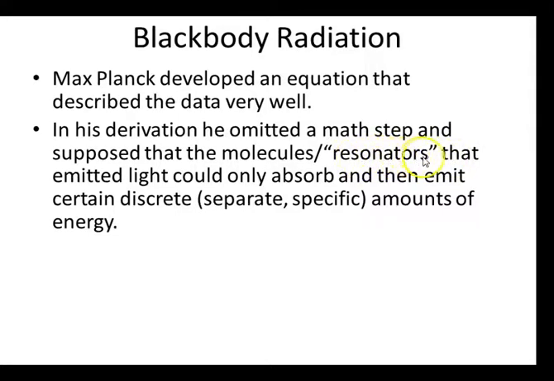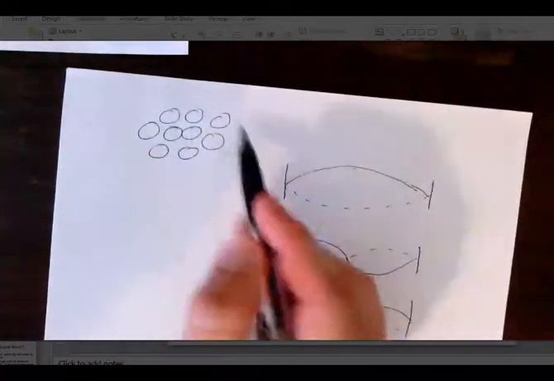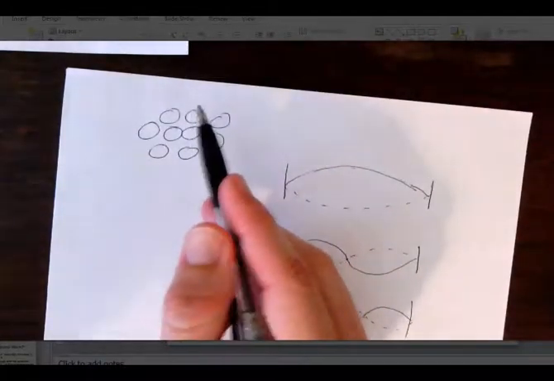He supposed that the molecules or resonators that emitted light could only absorb and then emit certain discrete, meaning separate or specific, amounts of energy. So let me show you on a paper. Here's kind of the deal. Imagine you could see these atoms of the hot metal that's being heated up and glowing.